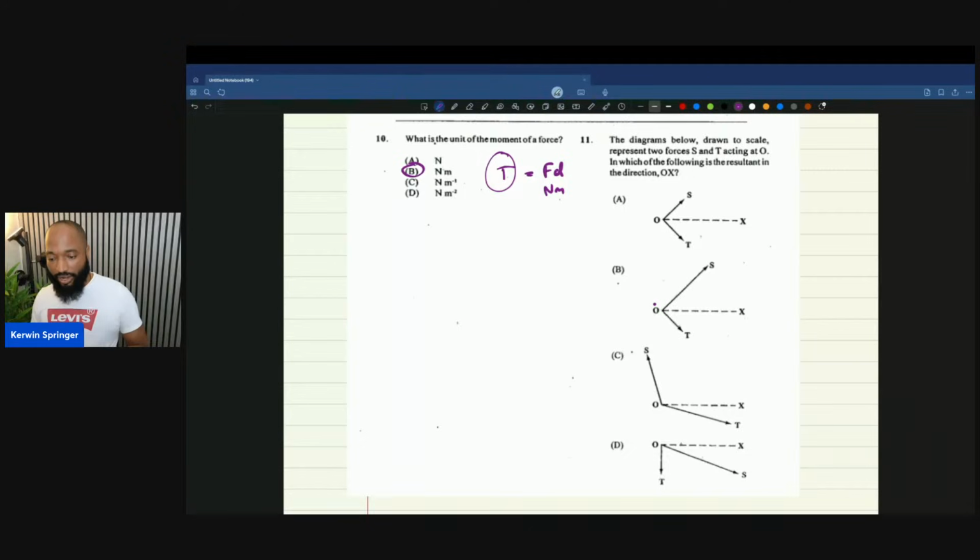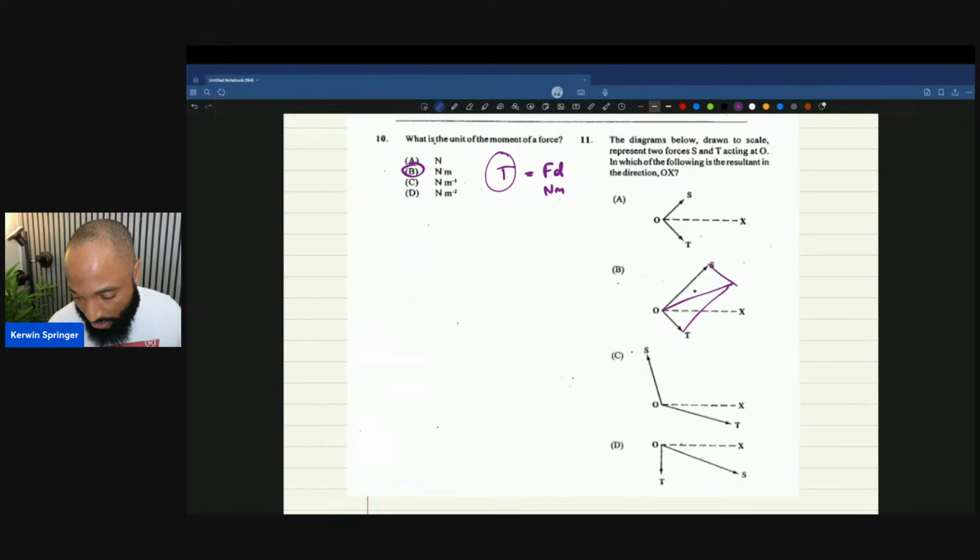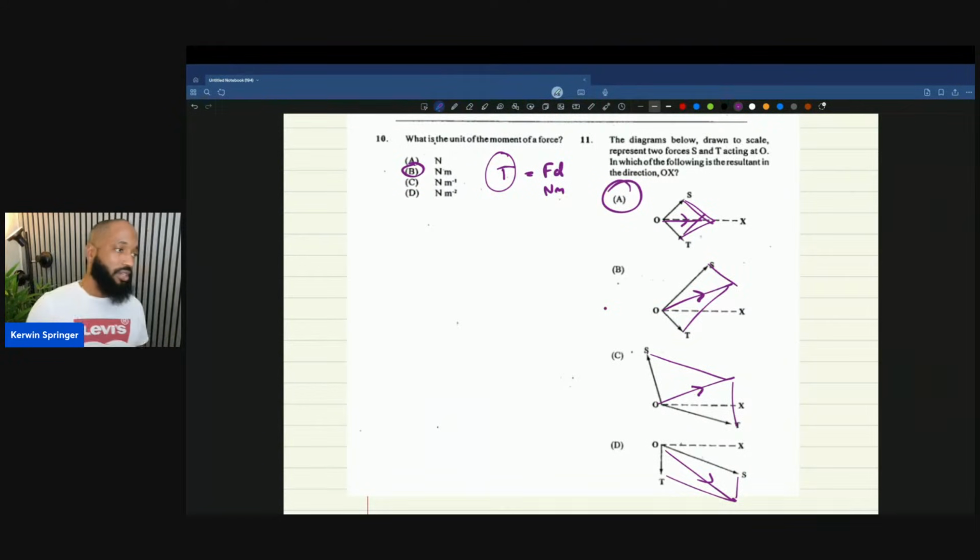So which one is correct for number 11? There's something called the parallelogram law of forces. So when you draw, this is the resultant here. Which one? S and T. So your resultant will be like this here. So this one is the only correct one. The resultant will be like this in the direction of OX. So the answer is E. So if you didn't know, now you know.